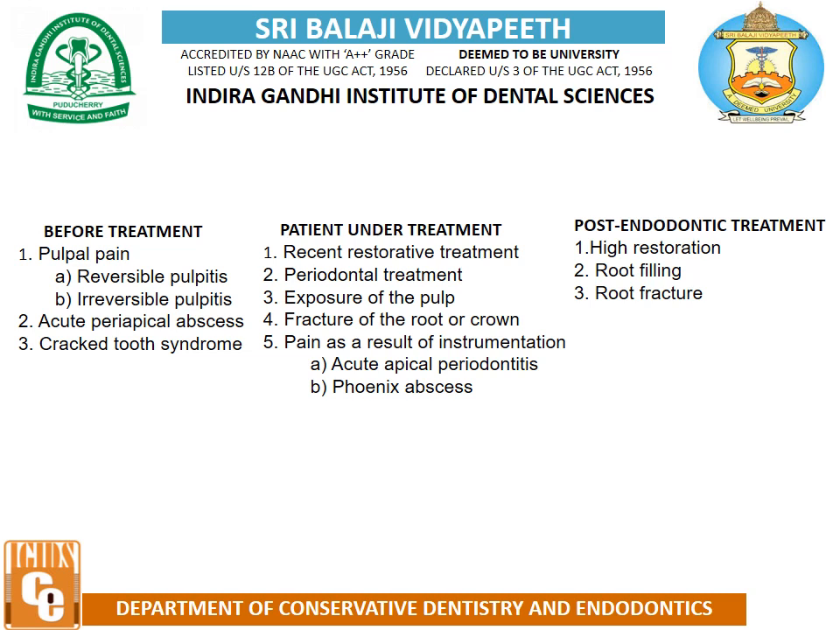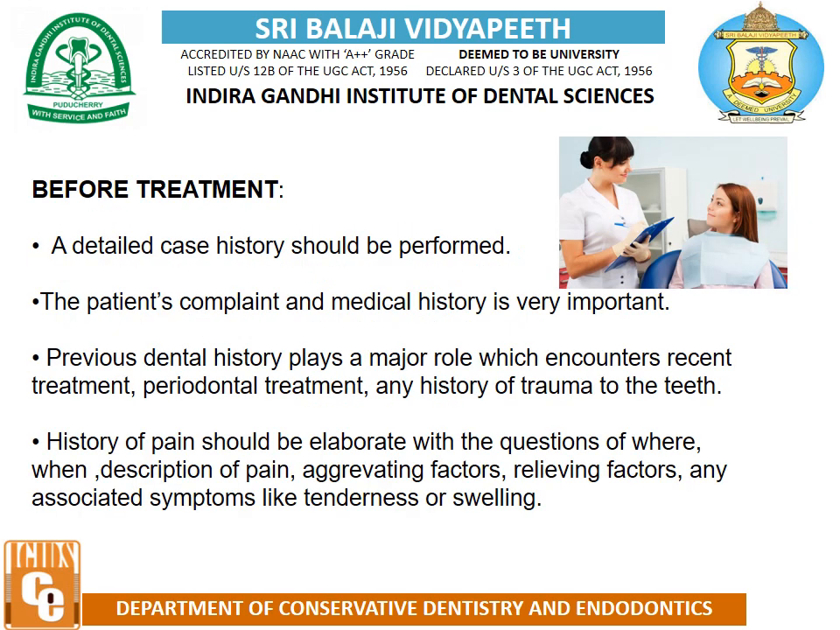In before treatment, there are pulpal pain, acute periapical abscess, and cracked tooth syndrome. In pulpal pain, there are reversible pulpitis and irreversible pulpitis. Patient under treatment: recent restorative treatment, periodontal treatment, exposure of the pulp, fracture of the root or crown, pain as a result of instrumentation, acute apical periodontitis and phoenix abscess. Post-endodontic treatment: high restoration, root filling, and root fracture.